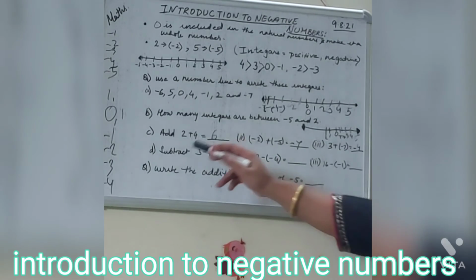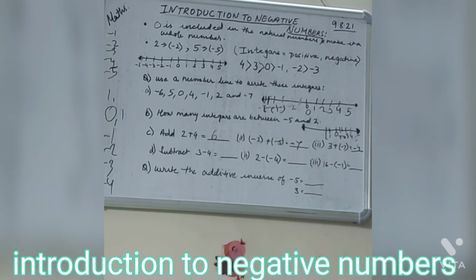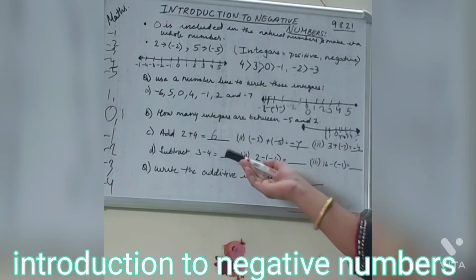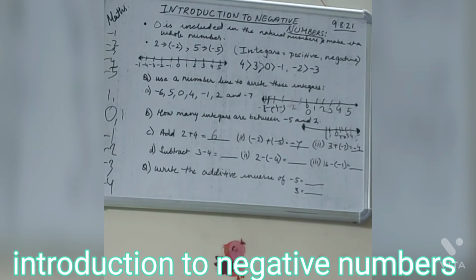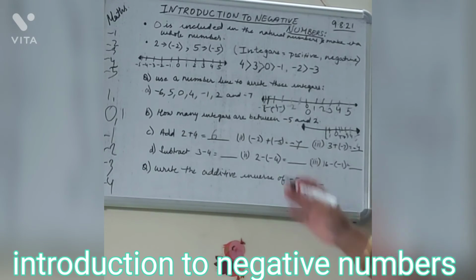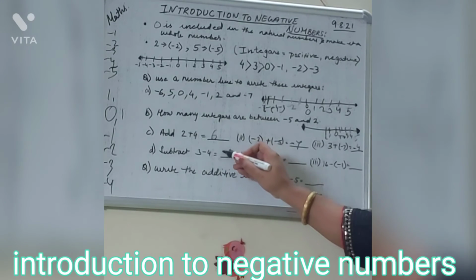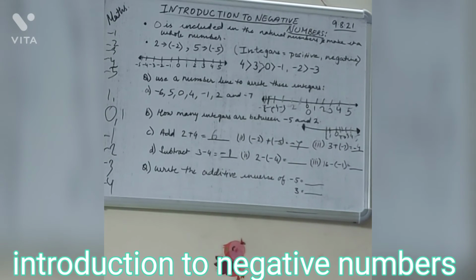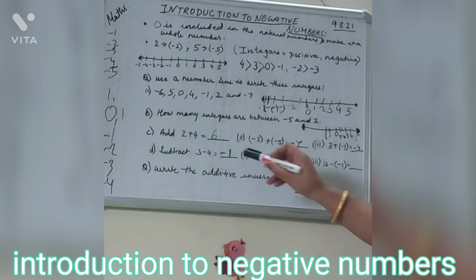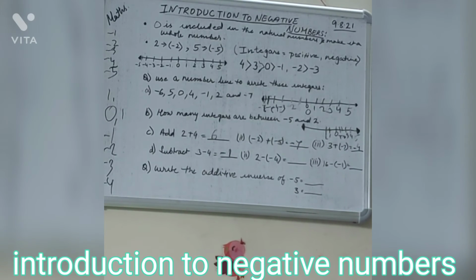Right? Now subtract 3 minus 4. Now you will think, how can we subtract 4 from 3? Right? Now here we'll just subtract 3 from 4, that is 1, and the sign of the bigger number, that is minus. So 3 minus 4 will be -1. Okay, simple subtraction, sign of the bigger number.